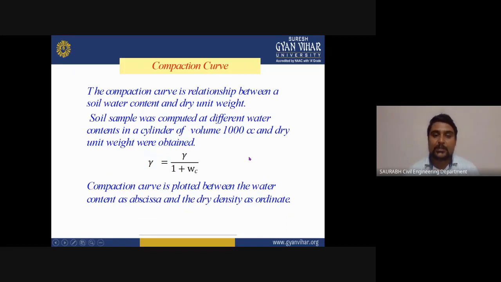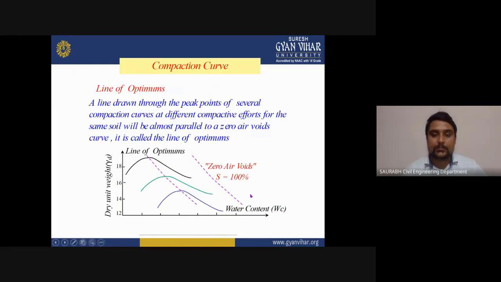The compaction curve is the relationship between a soil's water content and dry unit weight. Soil samples were compacted at different levels, as you can see here, and the formula becomes gamma d equals gamma upon 1 plus w. The compaction curve is plotted between the water content and dry density.